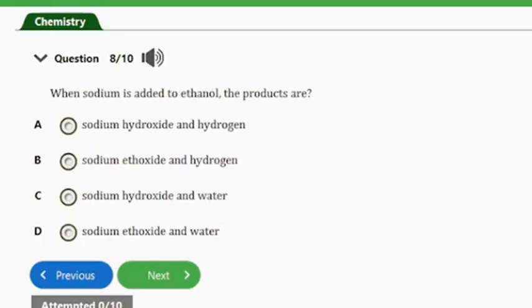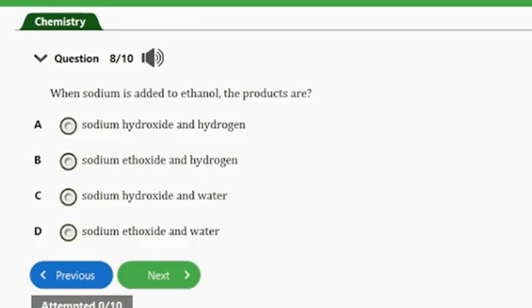Let's consider the next question. Question number 8. It says, when sodium is added to ethanol, the products are A, sodium hydroxide and hydrogen. B, sodium ethoxide and hydrogen. C, sodium hydroxide and water. D, sodium ethoxide and water. The answer to this question is option B.